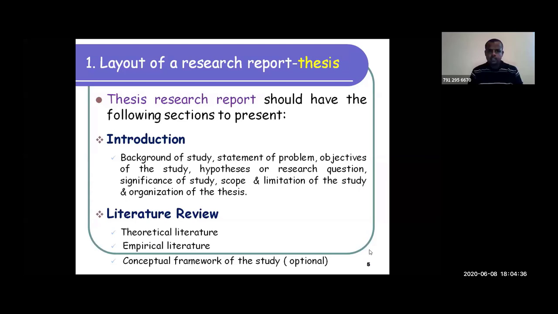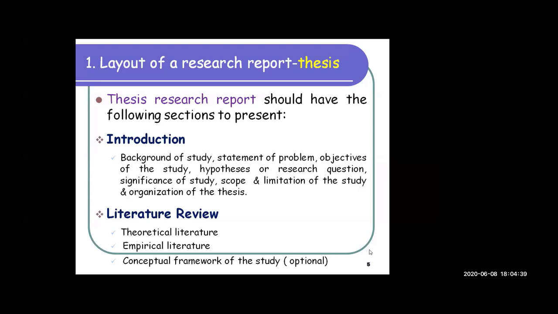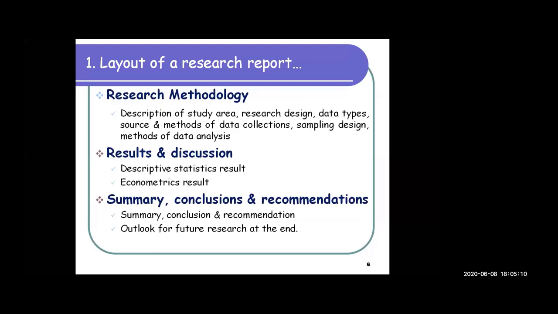And then the second part of this research report will constitute the literature review. It will include both theoretical literature and empirical literature. And then optionally, in some of the studies, a conceptual framework will also be included in the second part. The third part is the research methodology part. In this part, we expect descriptions of the study area, research design, data types, sources, method of data collection, sampling design, method of analysis.